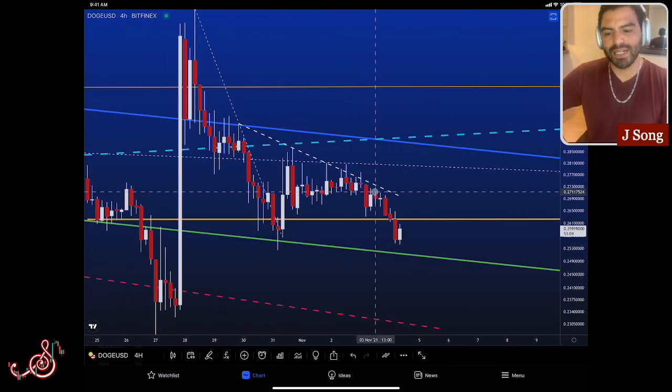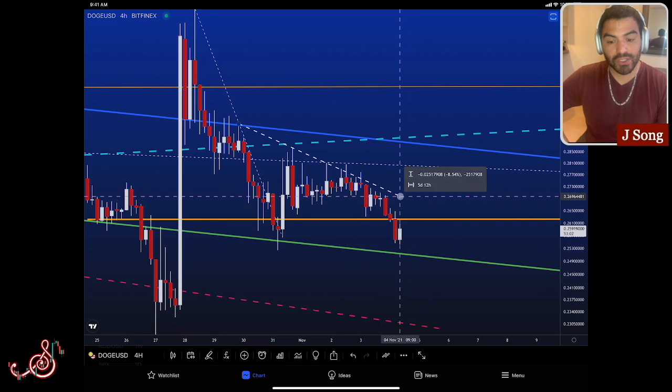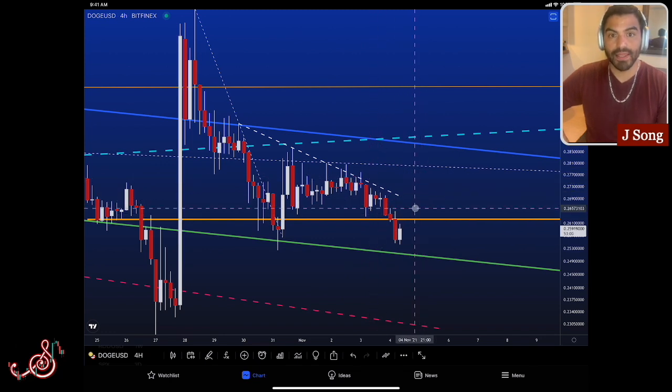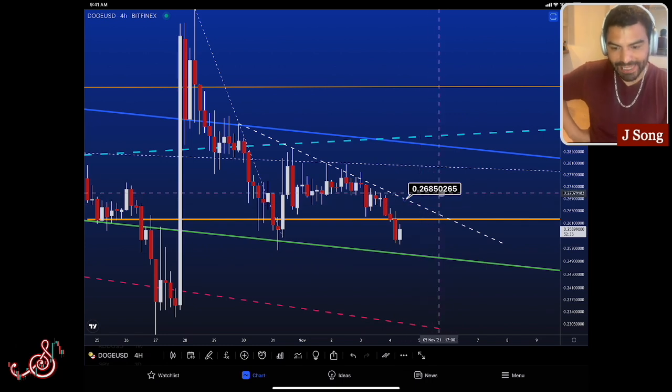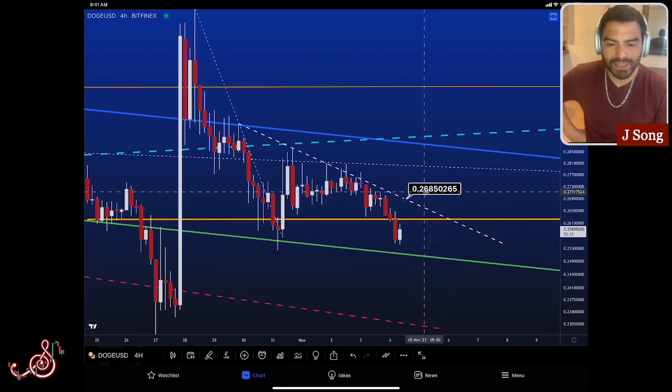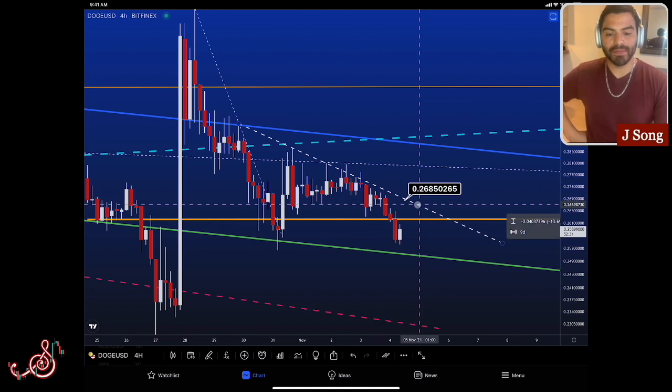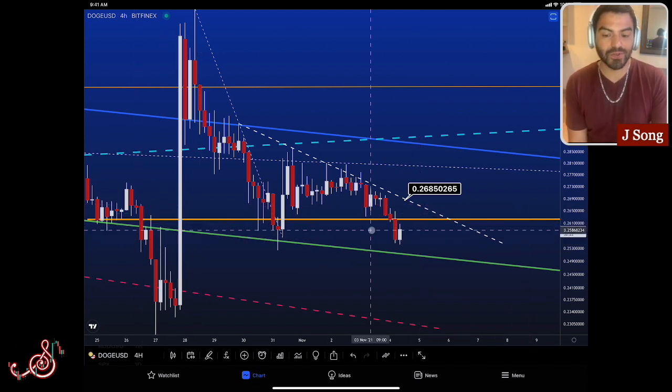On the 4-hour chart, it looks like this. You can still see it. We are still below this white line here. And that level is 0.2685. So currently, if price breaks 0.2685, I'll be much more interested in Doge and think it's healthy. Now I'm still in Doge. I have not left Doge because again, we're still on the positive side, which is this green line.